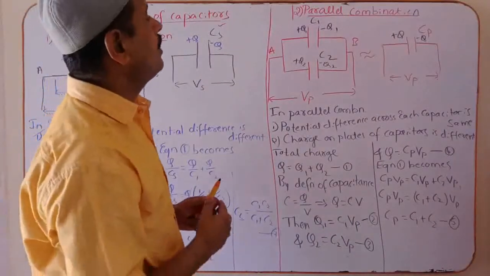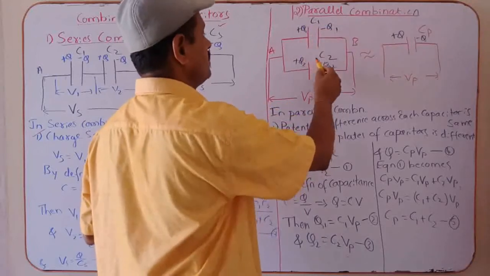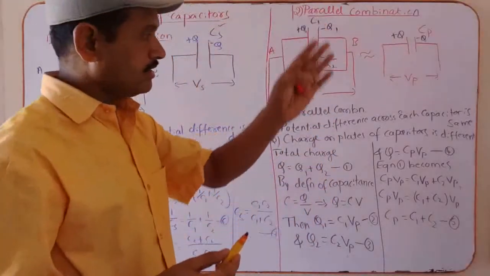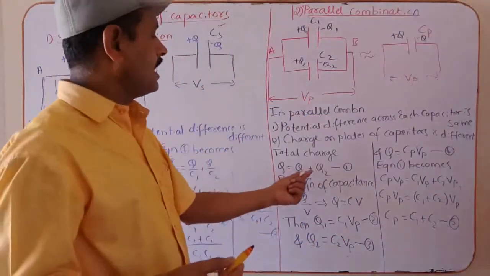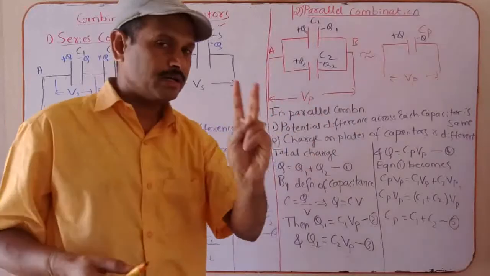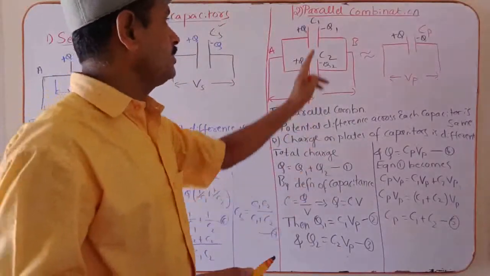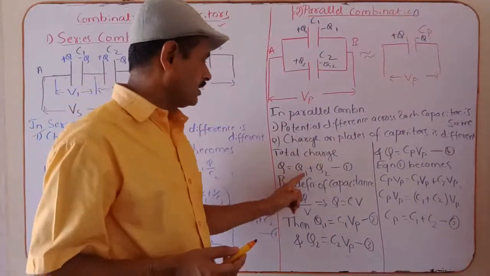Okay, now Q1 is the charge in the first capacitor, Q2 is the charge in the second capacitor. Then the total charge is Q1 plus Q2. Q1 plus Q2 on either side plate only, we should take as the total charge. We don't add them again, because it would become 0. On one side plate only, Q1 plus Q2.